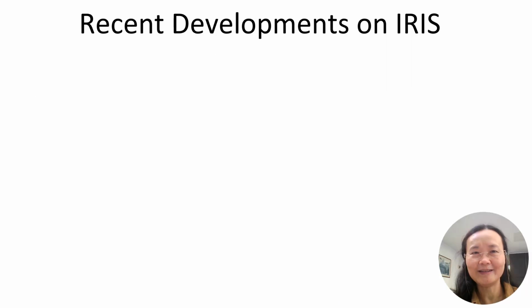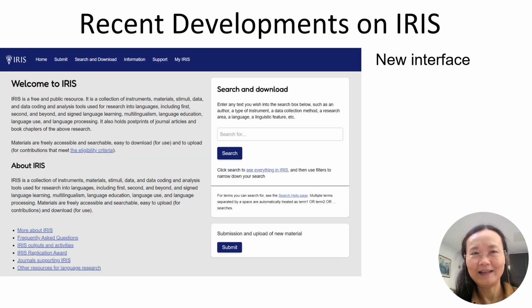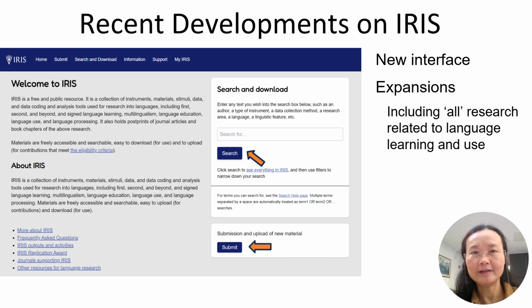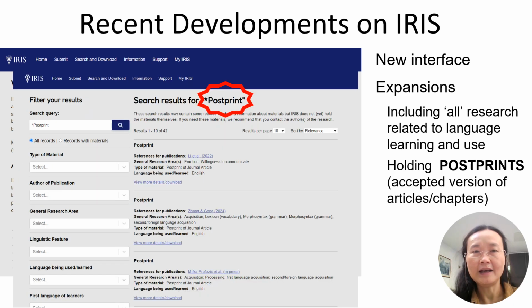We're proud that IRIS is continuing to develop. It has transitioned to a new cloud-based platform, relocating all records to a new digital environment. This updated interface simplifies the process of searching for information and submitting materials. The revamped IRIS has expanded its scope to include all research related to language learning and use. It has introduced a new category of material, postprints, to enhance equitable access to scholarly outputs. Since its launch in August 2022, IRIS has accepted 42 postprints.